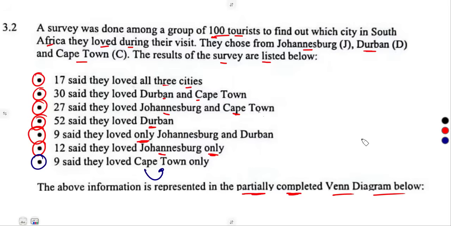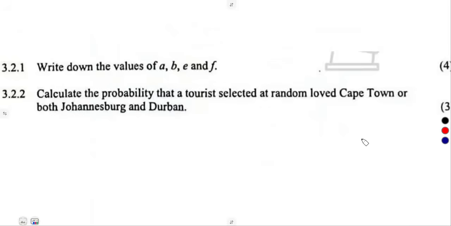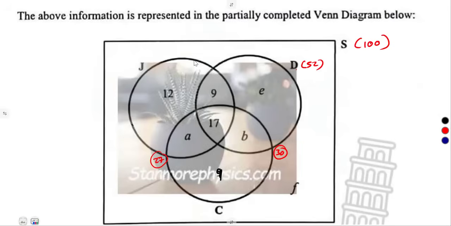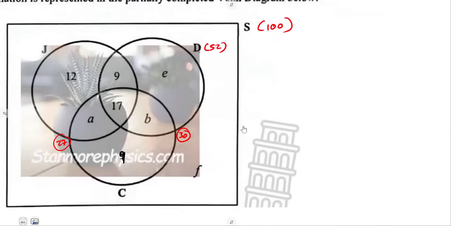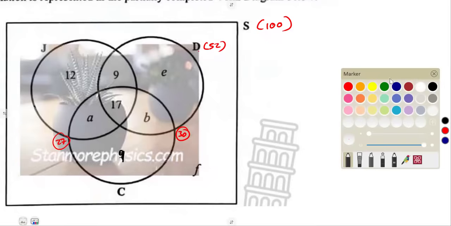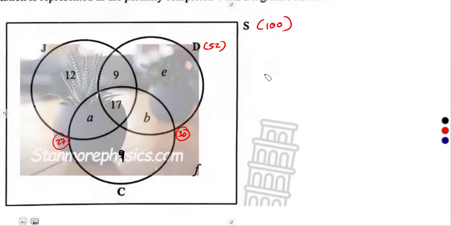And from that information and the diagram, the question on 3.21 was to write down the values of A, B, E, and F. How can we determine these from that information that we are given? So if we check, the A can be determined. All right, let me just try to have it here. If you understand the Venn diagrams, guys, this one is just going to be an easier part. 3.21.